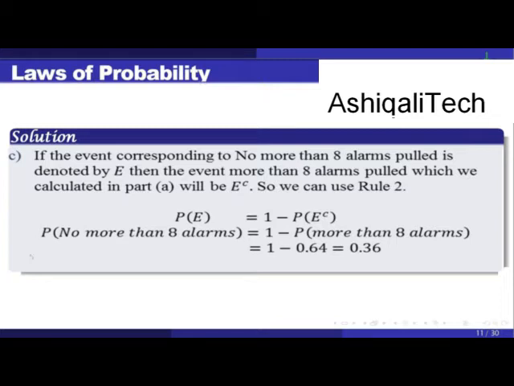So we can use here rule number 2, that is probability of E is equal to 1 minus probability of E complement. So students, probability that no more than 8 alarms will be equal to 1 minus probability that more than 8 alarms. And since probability of more than 8 alarms we have already calculated, so we use it here in this part. So we get 1 minus 0.64 and it will be equal to 0.36. So there are 36% chances that no more than 8 alarms are pulled.